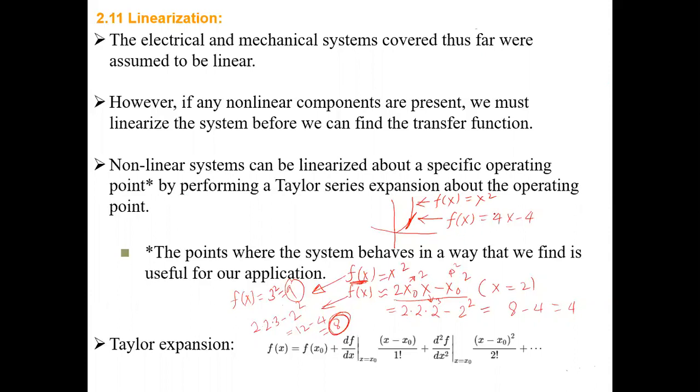See? You linearize at x equals 2, right? This is your x equals 2. At x equals 2, they exactly match each other. See? At x equals 2, you get 4 and 4. You get here 4, you get here 4. They exactly match each other. Yeah, so at x equals 2, they exactly match each other.